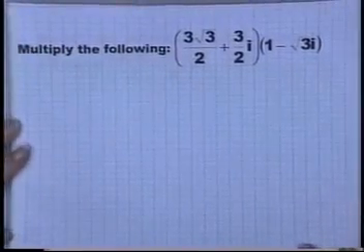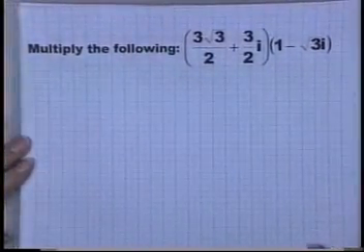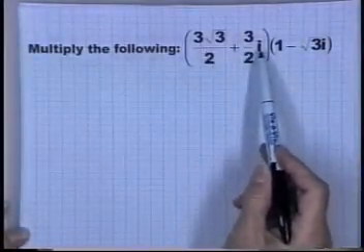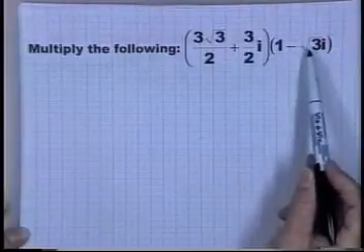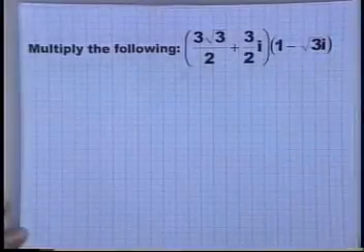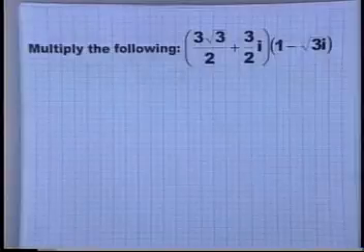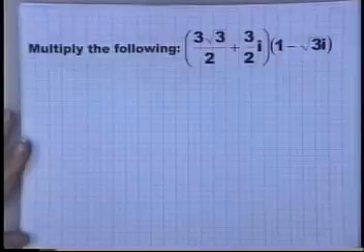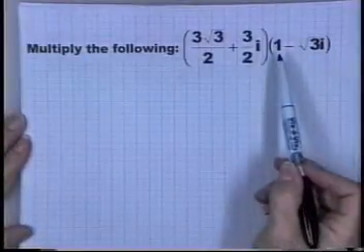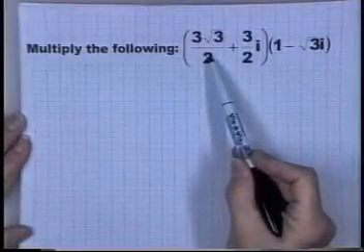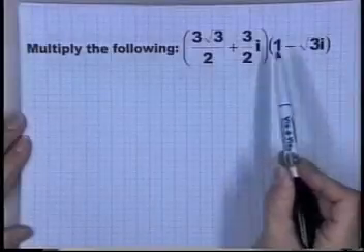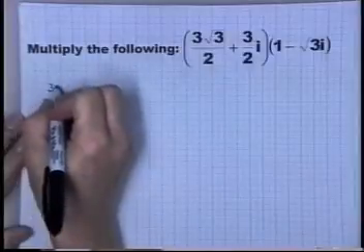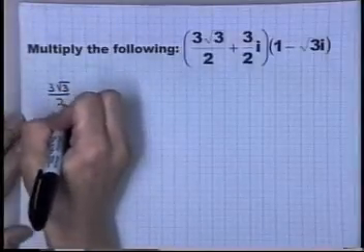We are to multiply the following complex numbers. 3 times the square root of 3 over 2 plus 3 halves i is to be multiplied times 1 minus the square root of 3 times i. Now, in the standard format, the way that we multiply is to simply use the FOIL process like you use with binomials. So, first of all, we would multiply the first term here times the first term here. So 1 times 3 square root 3 over 2 gives me 3 square root 3 over 2.